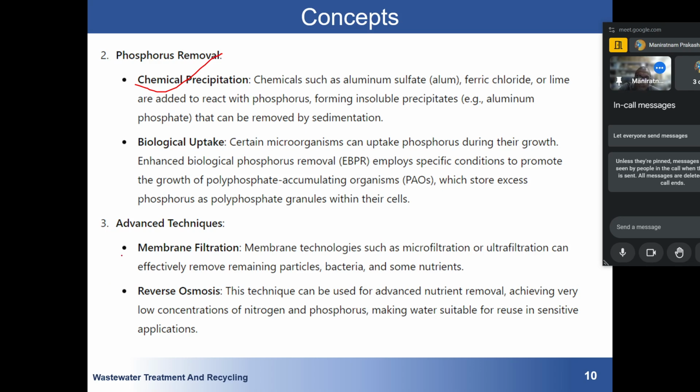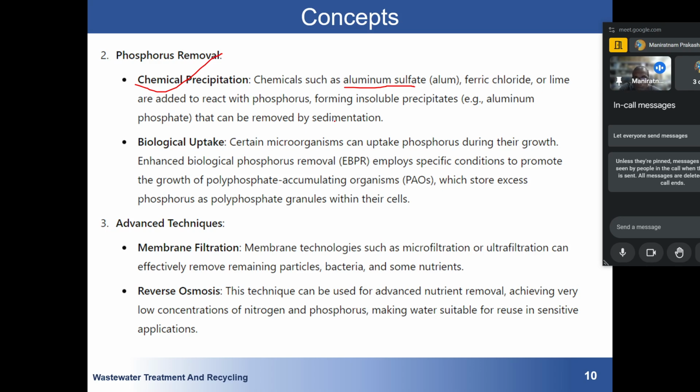So people at several treatment plants prefer chemical precipitation, and the most common chemical that has been used and is being used currently is aluminum sulfate. But at several places aluminum sulfate has been stopped, because in the process of removing phosphorus, aluminum also dissolves in the water, and the treated water sometimes contains a high amount of aluminum, which is very toxic to humans and can cause neurological problems like dementia.